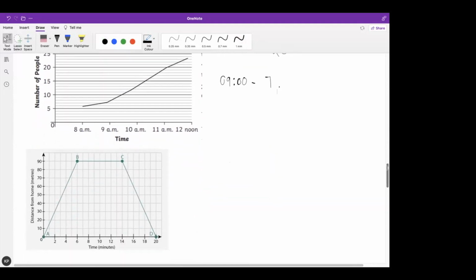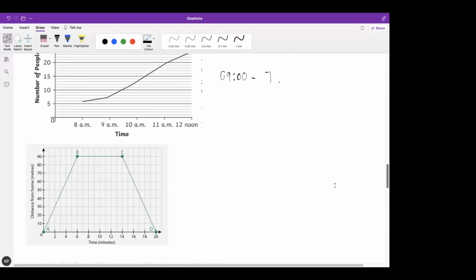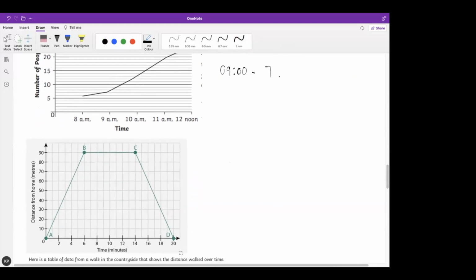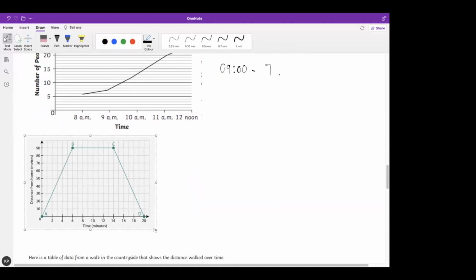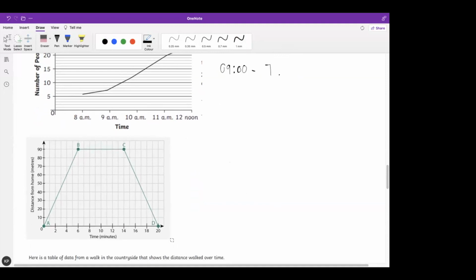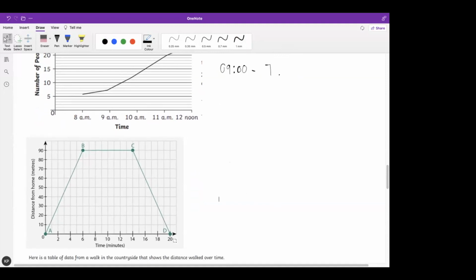Okay. Now we have a graph of a person walking to their friend's house, distance and time. What is my maximum for this graph?